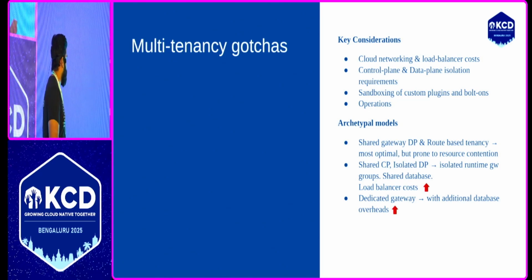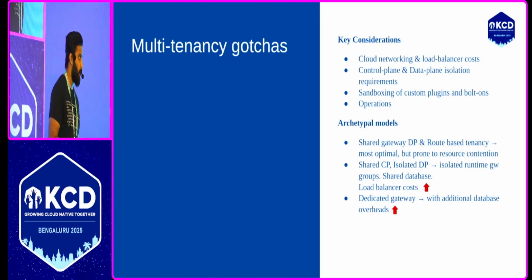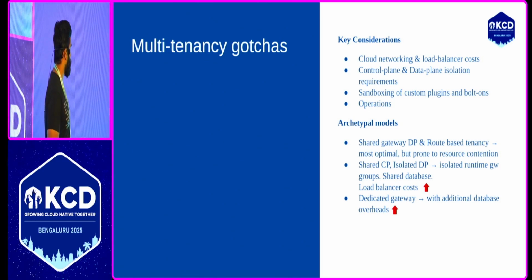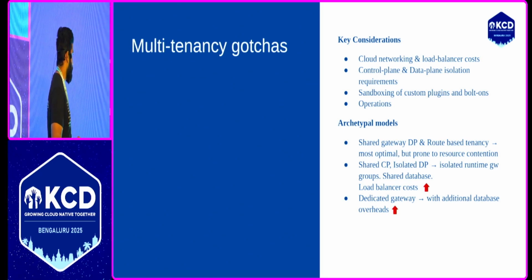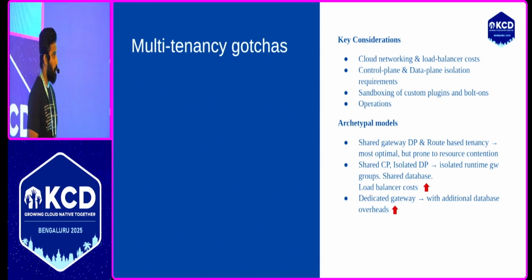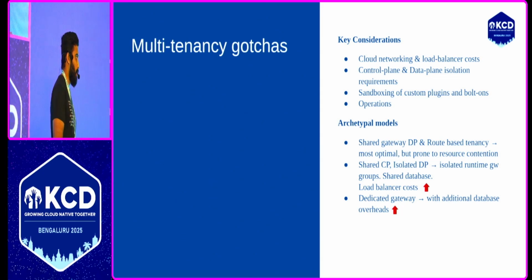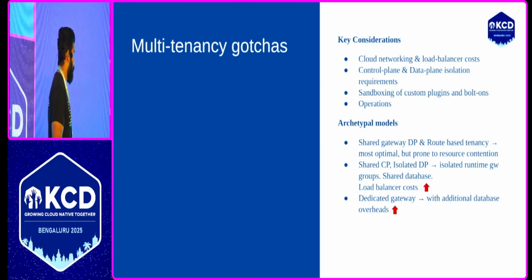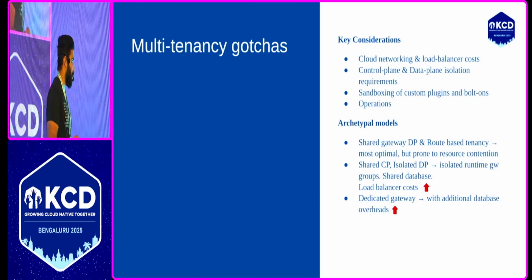But primarily, there are three models of building the multi-tenant API gateway. The first one is a shared gateway, or a shared data plane, across all tenants, with route-based tenancy, which is the most simple option. This is most efficient in terms of cost, but there's resource contention, and there's no proper isolation there.